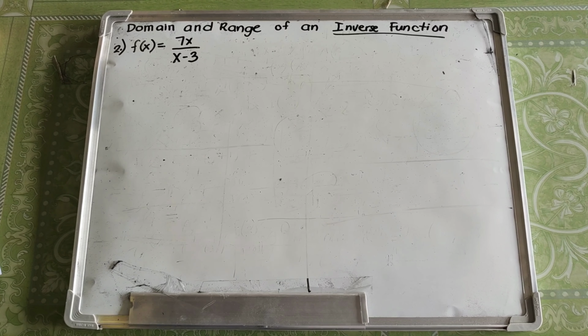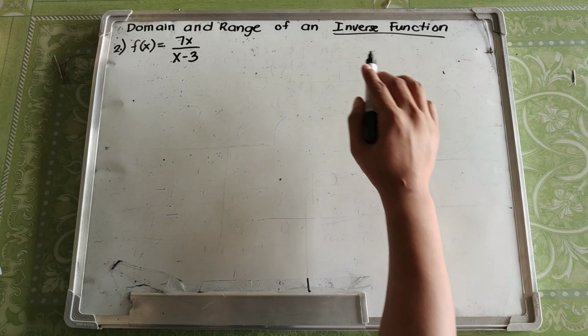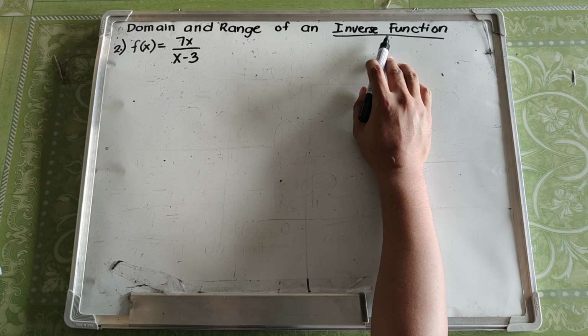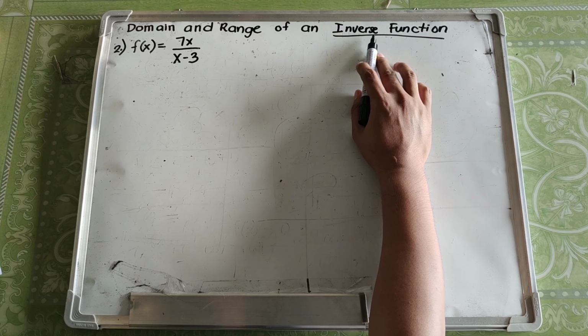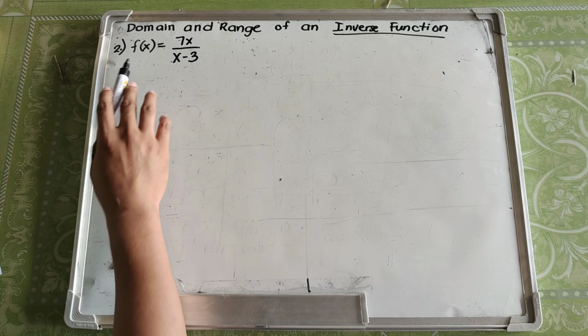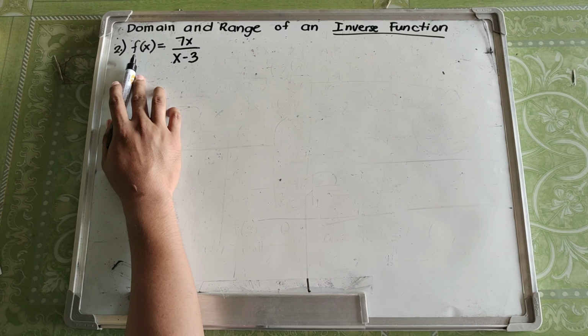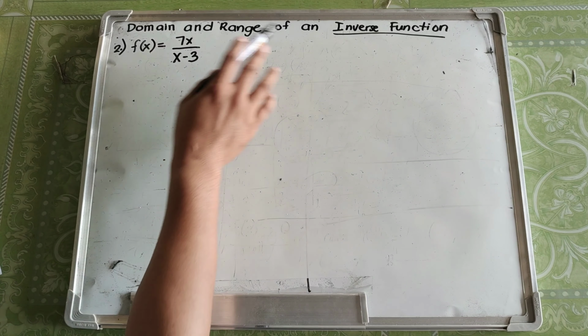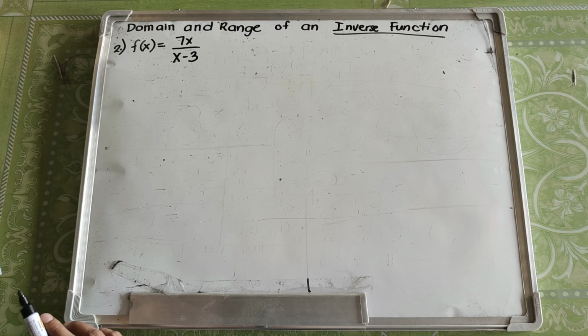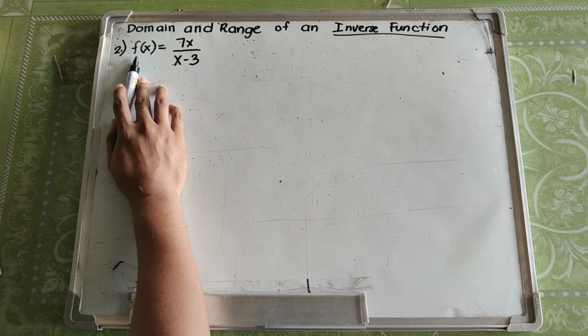Okay, so we have here the second example for domain and range of an inverse function. Okay, class, let me emphasize, we need to focus on the inverse function because that is our topic for this video. Try to look at the example. Is it an inverse function? No, it is not an inverse function because it is denoted by f of x. An inverse function is denoted by f to the power of negative 1. There is no negative 1 here, so it is not yet an inverse function.